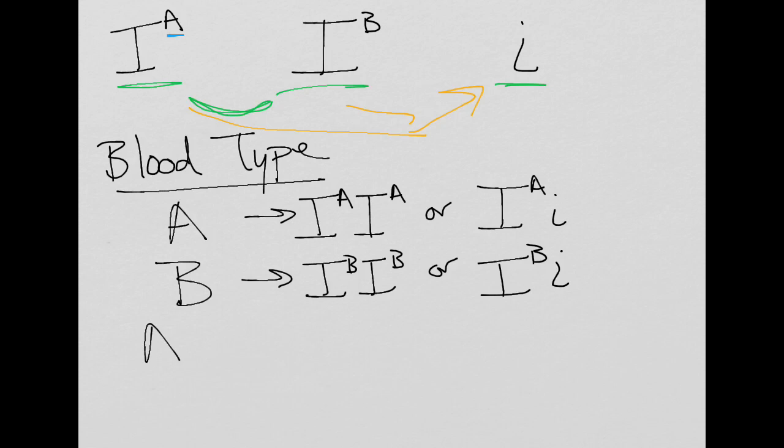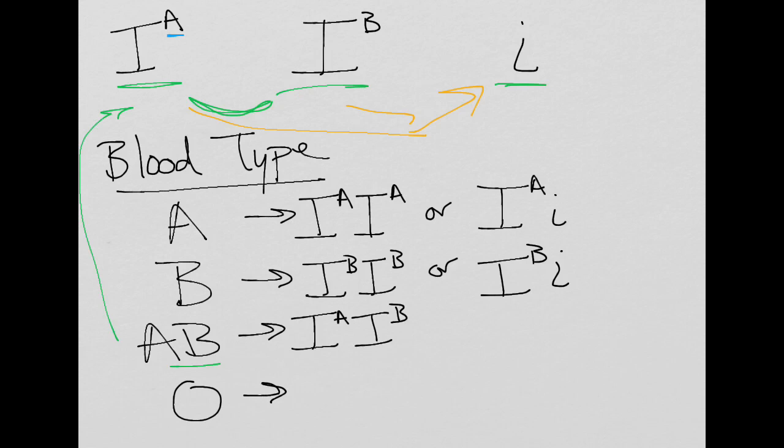To get blood type AB, you have the genotype I^A I^B, and that's the only one you can have. And notice that was our example of these two capital letters being codominant to each other. You have both the I^A and the I^B, and so your blood type is AB, a codominant expression of both. And then to get the blood type O, you have two little i's. And those are our blood types and their alleles.